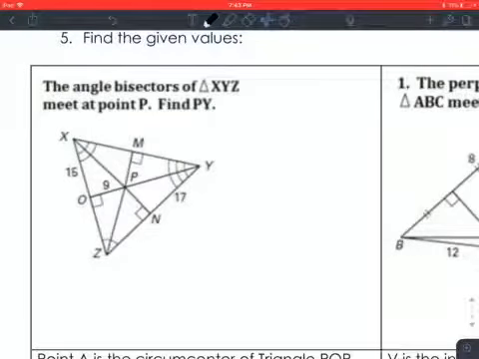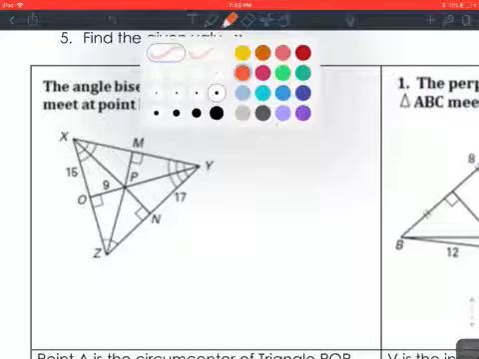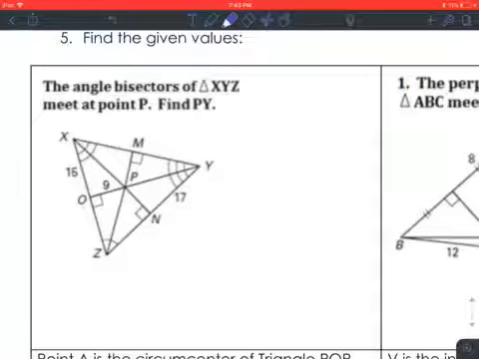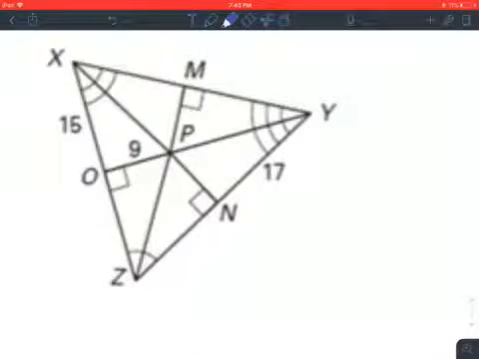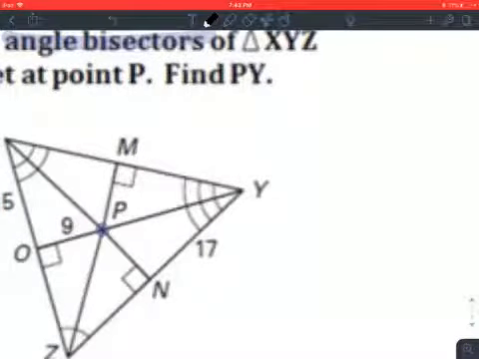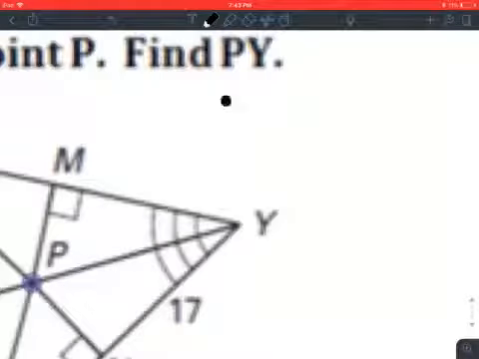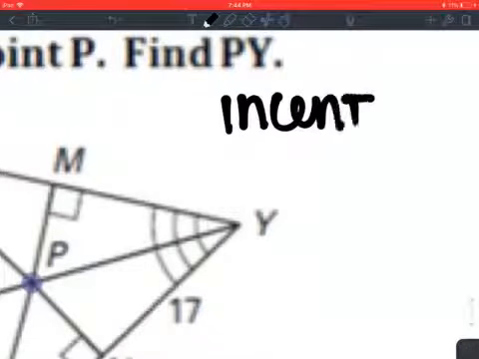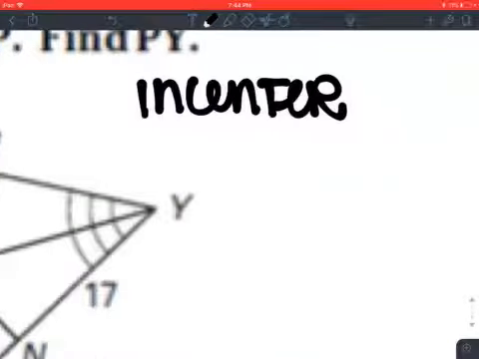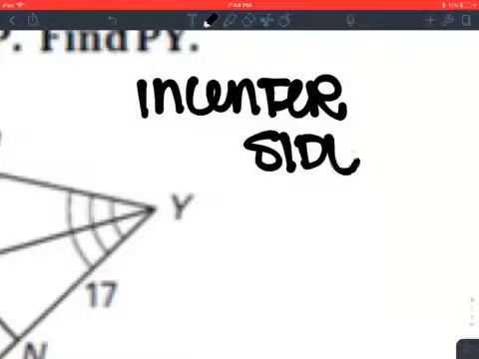Okay, guys. So on question 5, it is once again just application of your vocabulary. On this first question for angle 5, we're talking about angle bisectors. All of the angle bisectors of this triangle XYZ. What you're going to notice here is that they're all meeting at this point P right here. And we know that the point of concurrency for angle bisectors is an incenter. And what we know about incenters is that they are equidistant to the sides of a triangle.